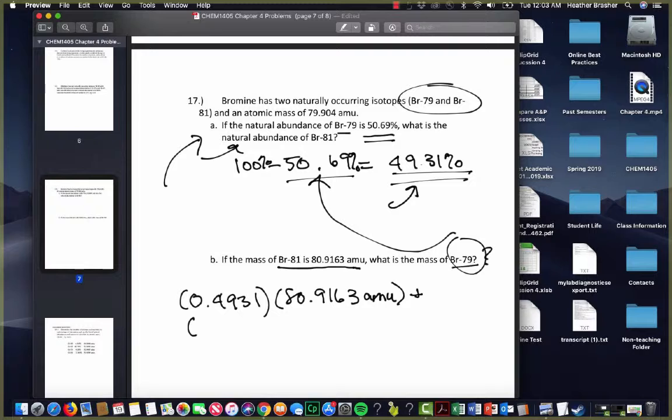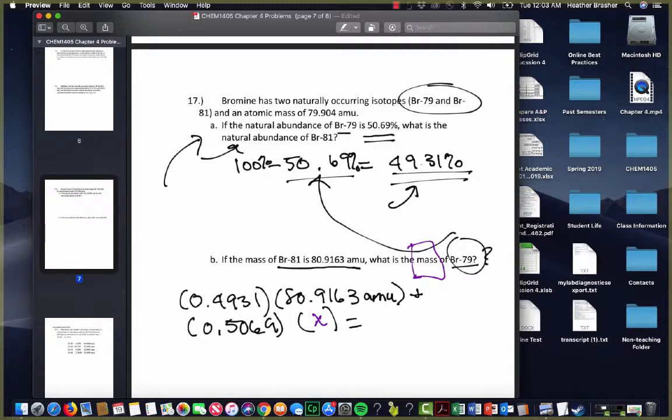So then we go 0.5069, but we don't know. We're looking for the mass of it, right? Basically, that is the big conundrum here. It's like, what is this mass? So essentially, we don't know. So we are going to put a big X in there.